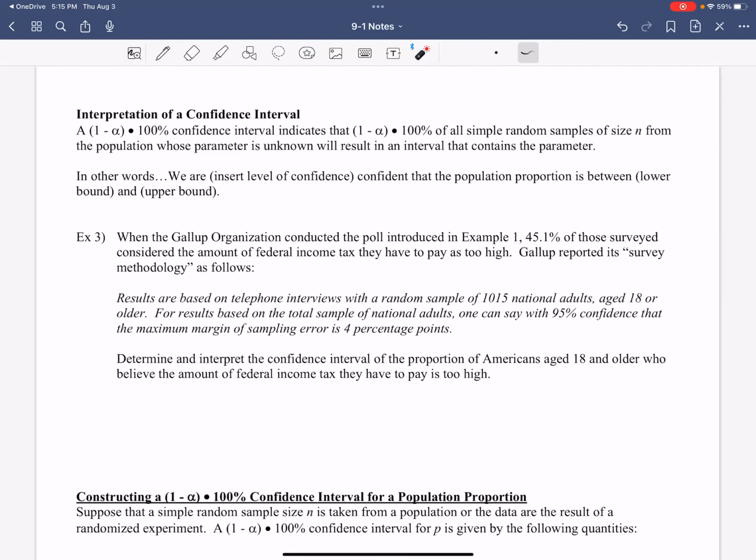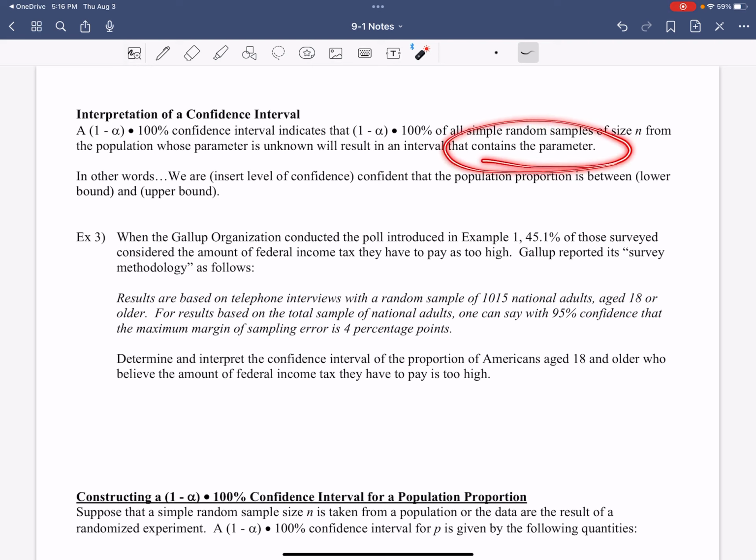All right, so we brought up confidence intervals. Now let's talk about what it actually means to have a confidence interval. So let's interpret it. A 1 minus alpha times 100 confidence interval indicates that of all simple random samples of size n from the population whose parameter is unknown, that percentage will result in an interval that contains the parameter. That's why we have to have our point estimate and our margin of error.